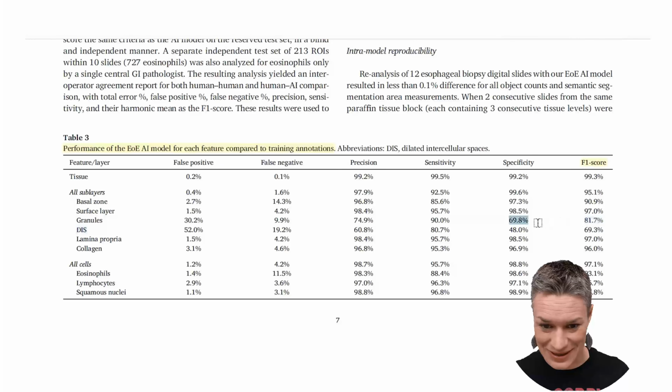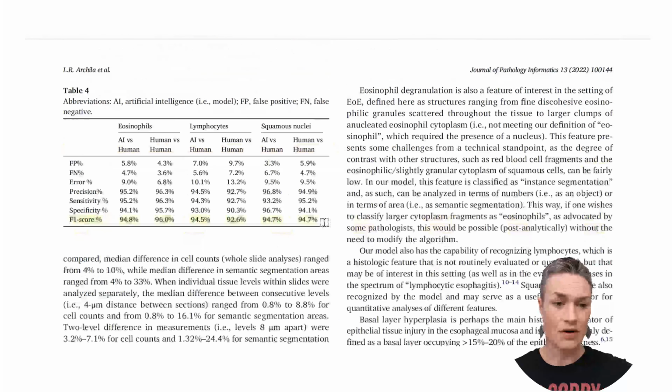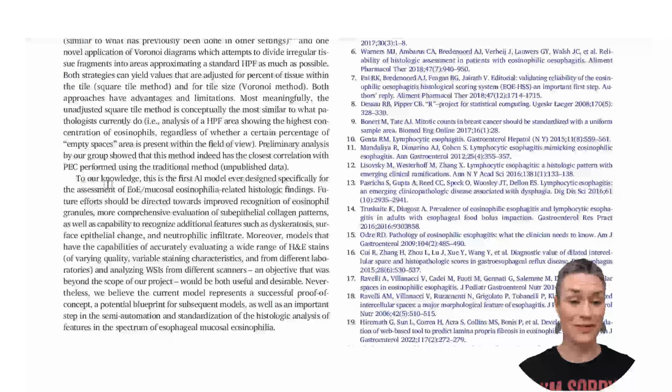So this guy here, well, who's that? This guy here, these are the granules. Okay, so granules were not that well, and dilated intracellular space were also not that fantastic. But other than that, everything above 90, not bad. Here also, AI versus human, human versus human for all the cell types, for eosinophils, lymphocytes, and squamous nuclei. And again, F1 score, everything above 90%. So yeah, good model to conclude.